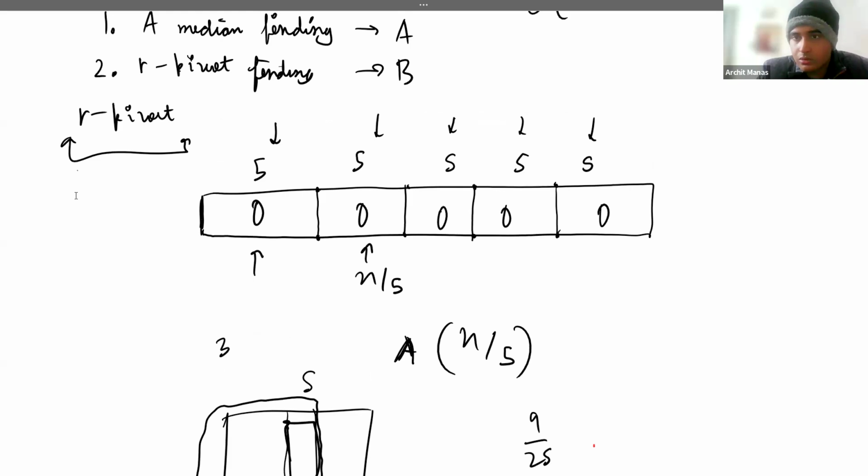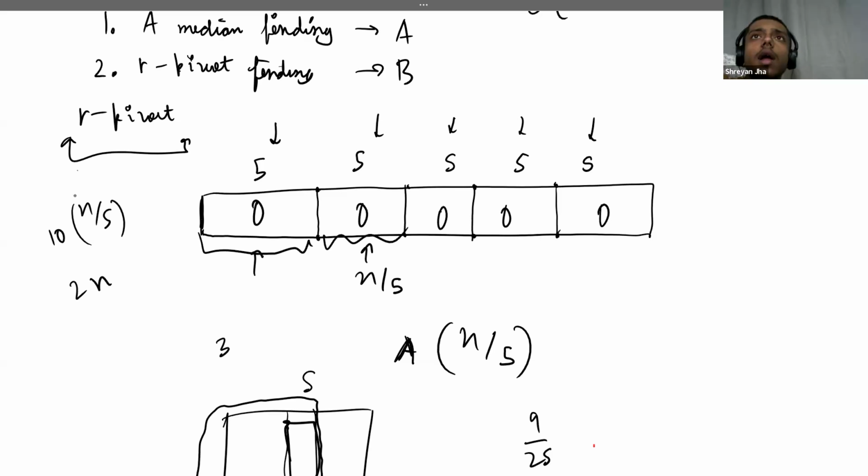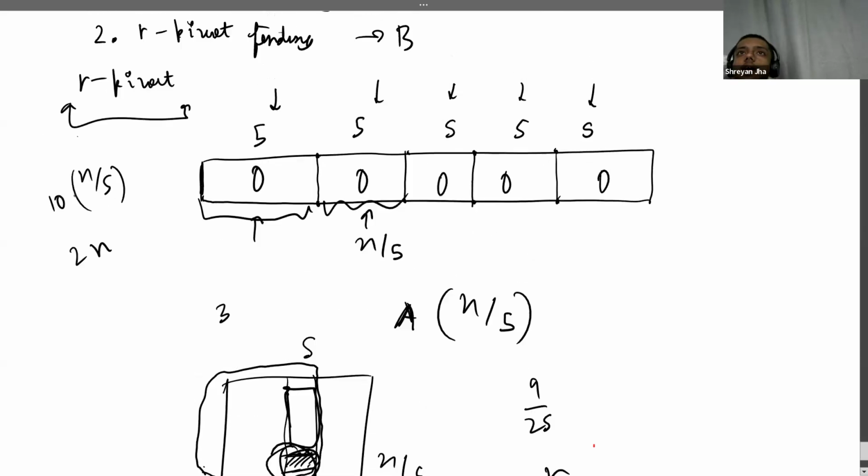No. I have these up to n by 5 groups, right? And it takes me something like 5 choose 2, like 10 questions to figure out the median of each of these groups. So that's 2n questions. And I have these n by 5 medians of these groups. I'm not repeating it over and over. So 2n is the amount of time it takes to find those n by 5 medians. A of n by 5 is finding the median of those medians. A is median finding.